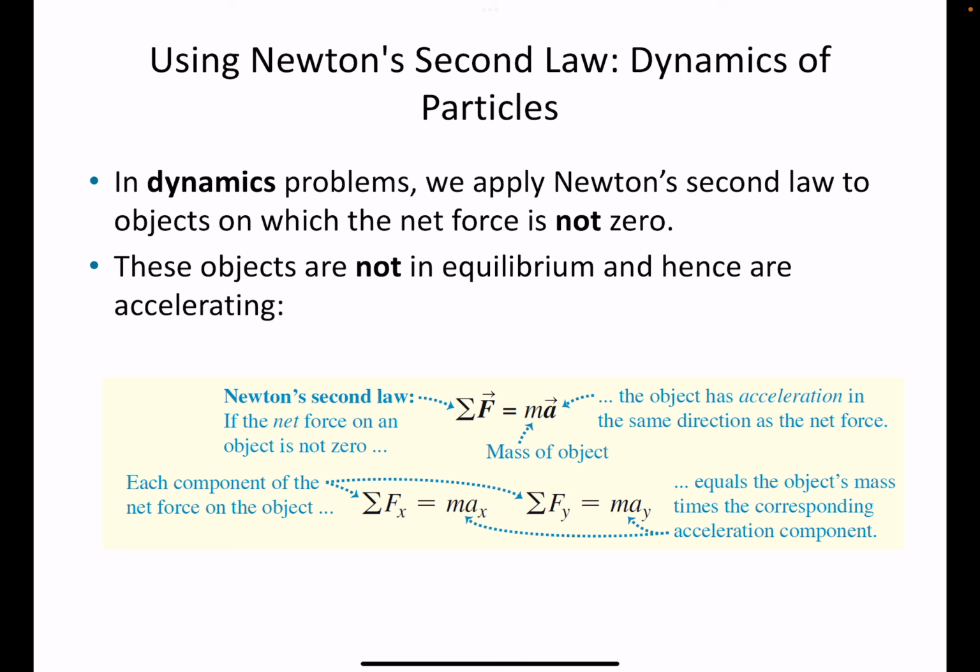In dynamic problems, we apply Newton's second law to objects on which the net force is not zero. These objects are not in equilibrium and hence are accelerating. We need to break down any forces that don't line up with our axis into their x and y components. For the objects we are investigating, write out Newton's second law for each axis.